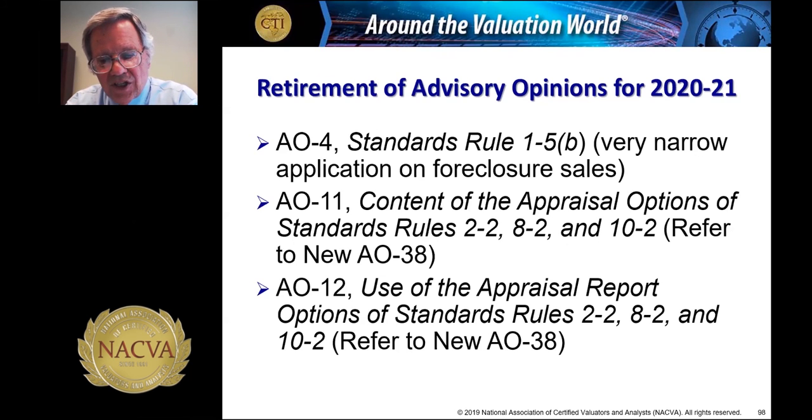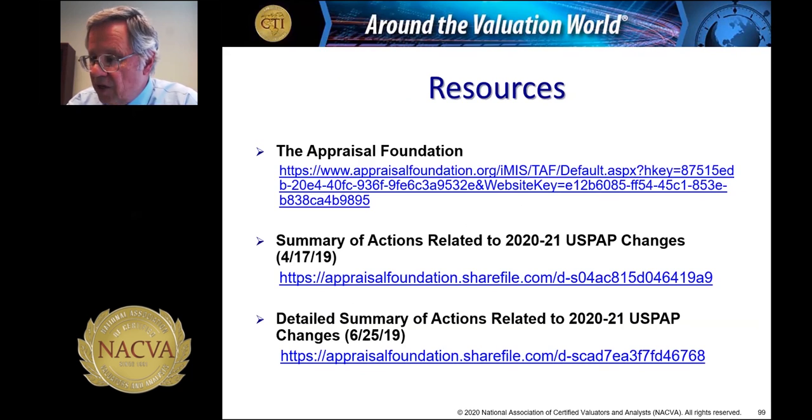There were retirements of certain advisory opinions in this new edition. Basically, advisory opinion number 4 was retired because it's a very narrow application on foreclosure sales. And as I stated in my previous slide, advisory opinions 11 and 12 were retired and replaced by advisory opinion number 38. The last slide that I have on resources includes links to the Appraisal Foundation, as well as to the summary and detailed changes to the 2021 edition of USPAP.